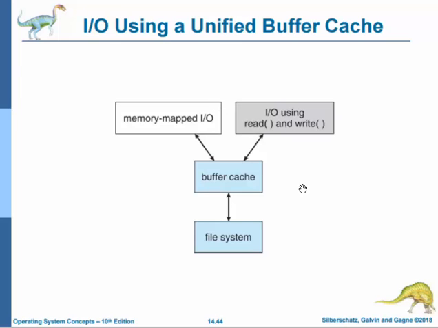Now, in contrast, this is an illustration wherein the system is using a unified buffer cache. In this situation, you can see the read and write system calls use the same page cache. This has the benefit of avoiding double caching because it allows the virtual memory system to manage the file system data. So this is an example of a unified buffer cache.